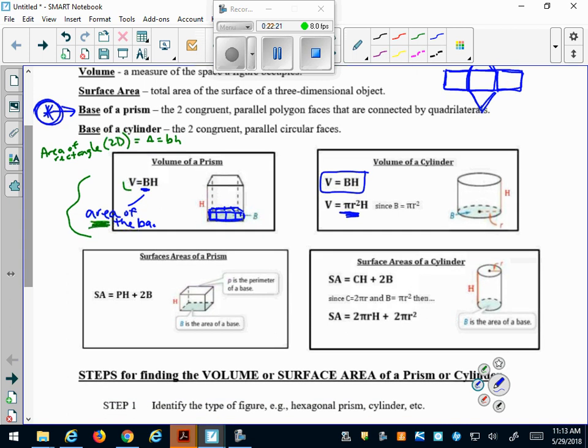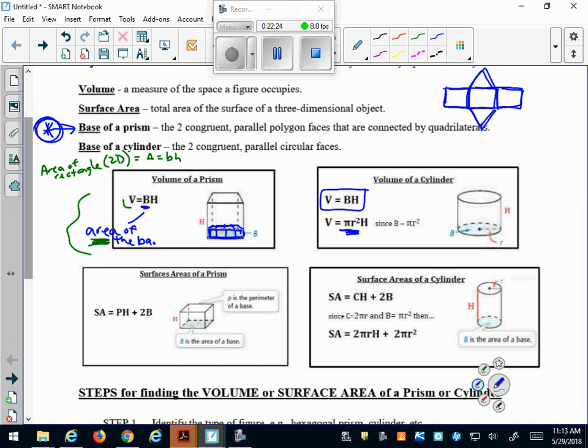Okay, surface area of a prism. Like I said, it's just taking the area of the sides, all the faces, and adding them together. Now, we do have a formula to streamline this process.